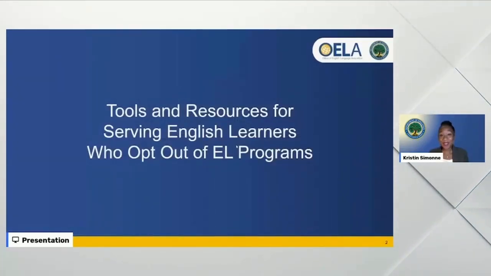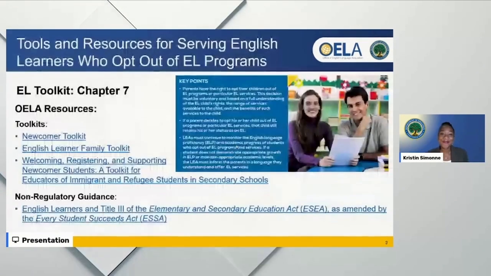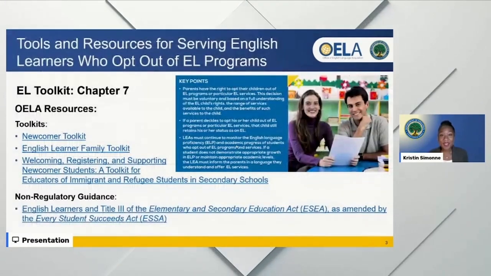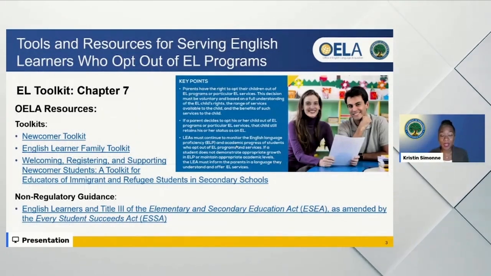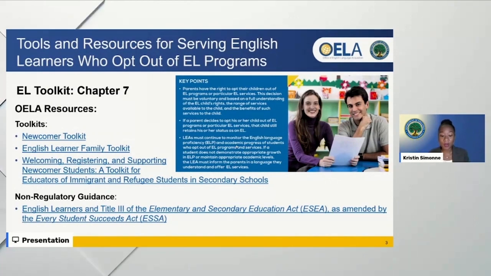The 7th chapter features tools, resources, and guidance for serving English learners who opt out of English learner programs. Chapter 7 includes tools intended to help educators in appropriately supporting English learners and communicating with the families of English learners who decide to opt out of English learner programs.